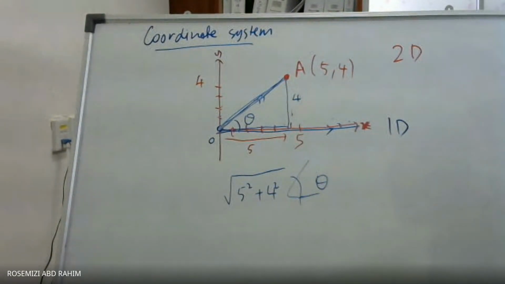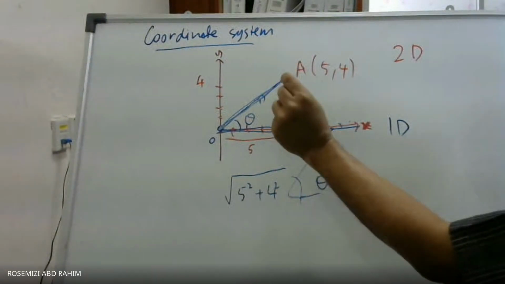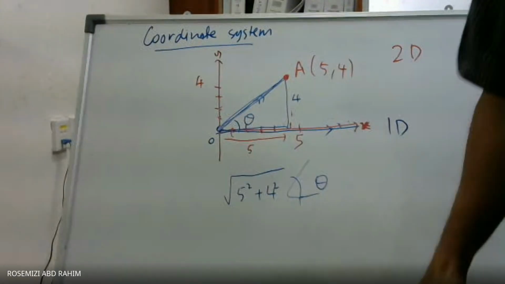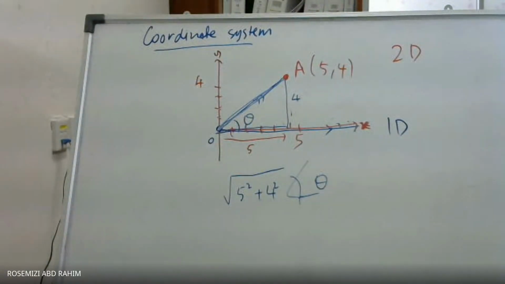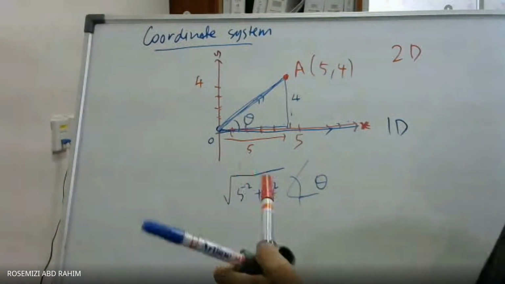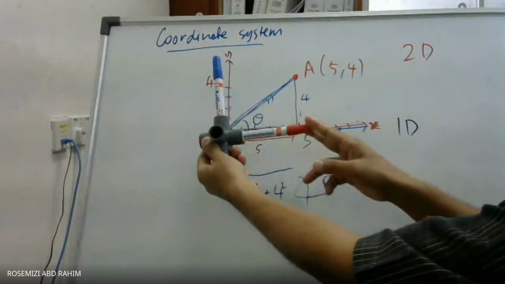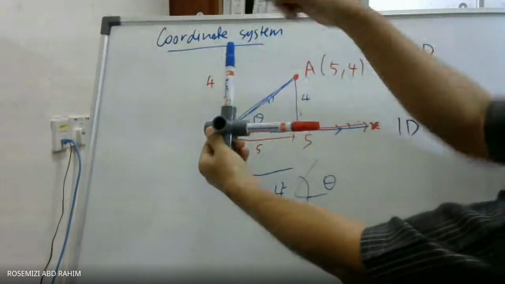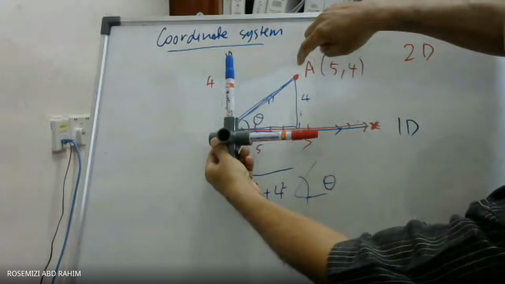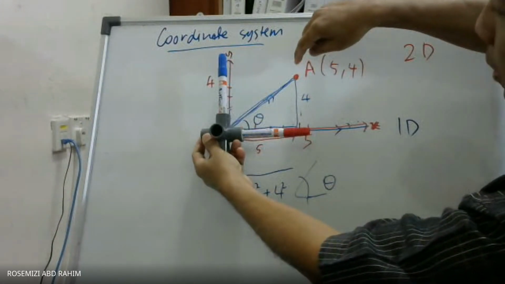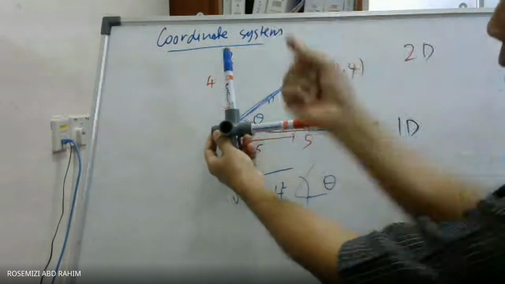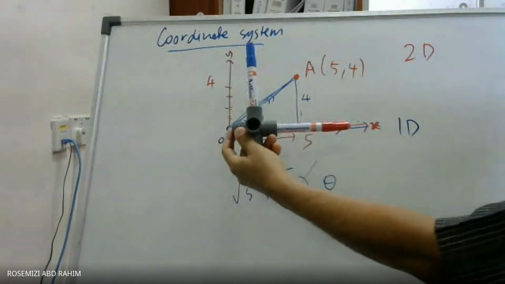Okay, this one is for 2D system. Let's say we have this point is here. This is 2D system. This one shows direction of x. This one shows y axis. So point is here. If point is here, let's say P is at here.